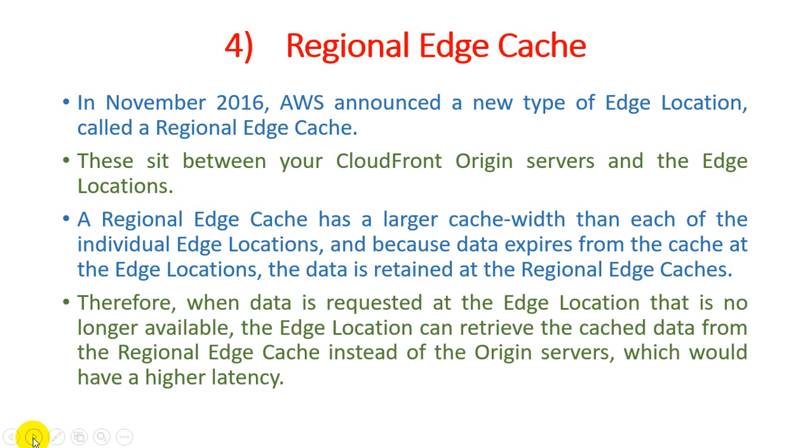Therefore, when data is requested at the edge location that is no longer available, the edge location can retrieve the cached data from the regional edge cache instead of the original server, which would have a higher latency.